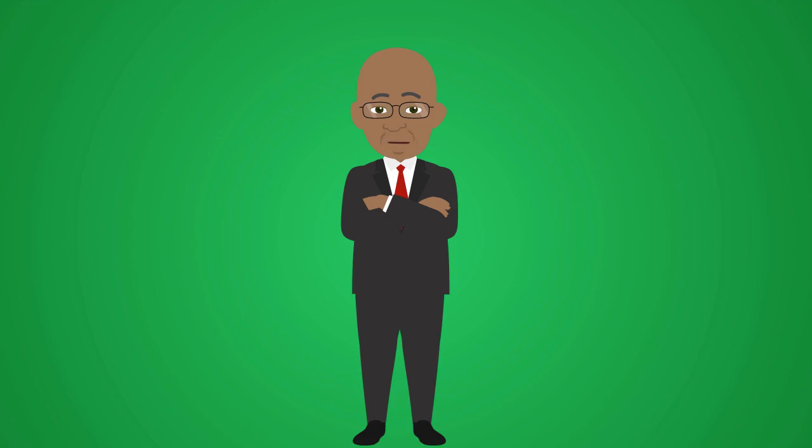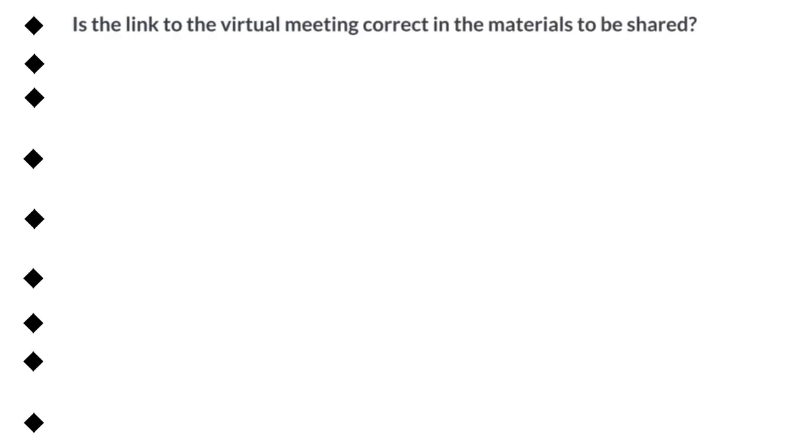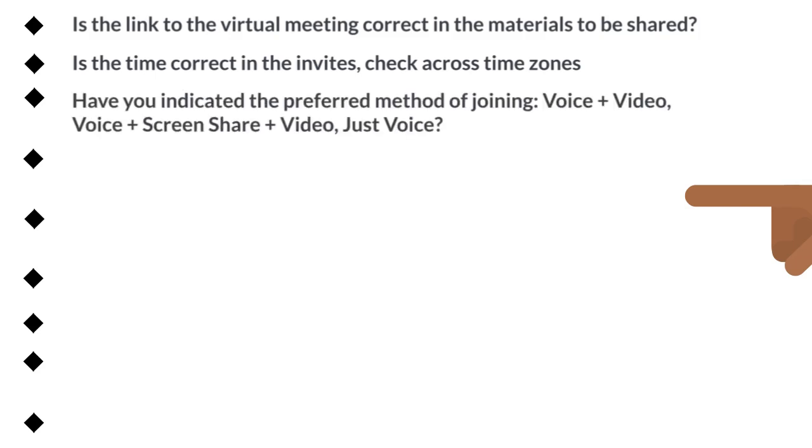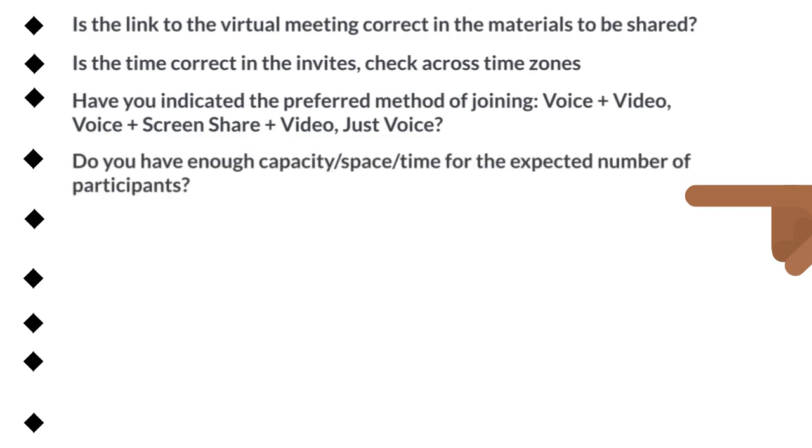So these are the things that you need to take care of before the meeting starts. First, is the link to the virtual meeting correct in the materials to be shared? Second, is the time correct in the invites? Double check this, especially if you have meetings across time zones. Third, have you indicated the preferred method for joining? Is it voice and video? Is it voice plus screen share and video, or just voice? Give your audience options. Fourth, do you have enough capacity, space, and time for the expected number of participants?